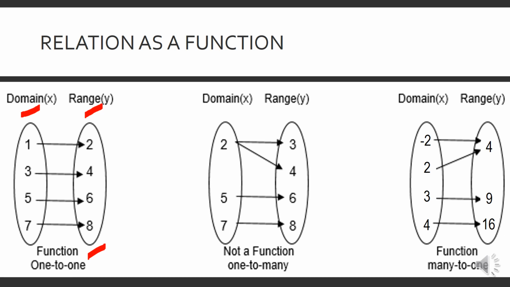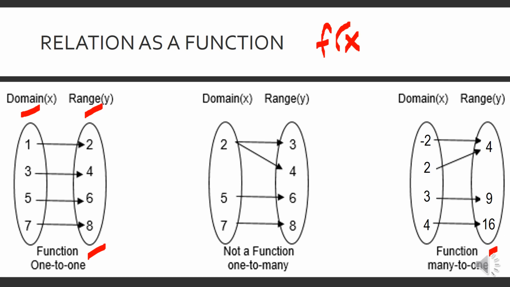Let's go first to the third example. The domain contains -2, 2, 3, and 4, while the range contains 4, 4, 9, and 16. As we can see, we have the same value of the range for x equals -2 and x equals 2. And that is considered to be a function also. So let's take this into consideration.